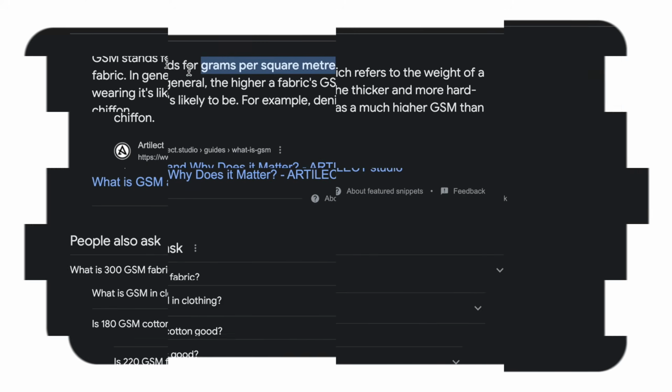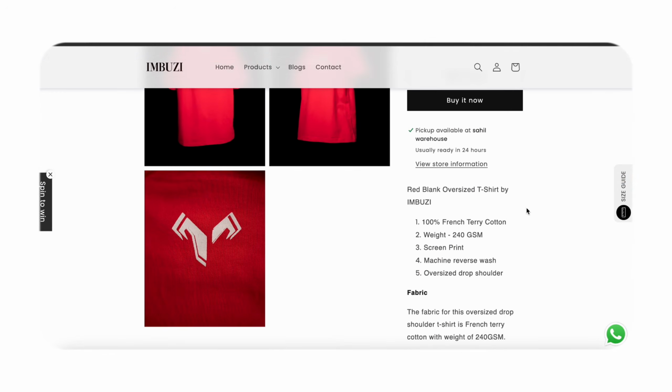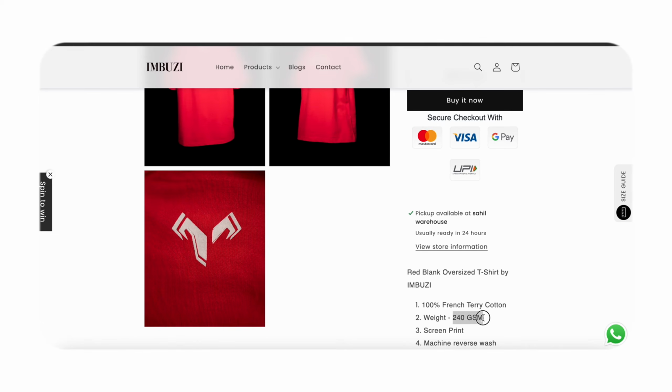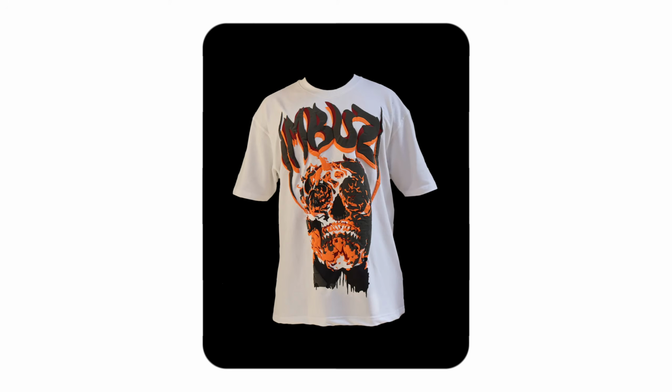GSM basically stands for grams per square meter, and it is a way of saying how thick your fabric is. Generally, the t-shirts that you see in the local market are 180 GSM t-shirts, but it goes up to 250, even 300 GSM t-shirts. Imbuzi's t-shirts are all 240 GSM French terry cotton fabric. This type of fabric is considered very premium, and the look and feel of it is also quite good. It is specifically good for puff printed t-shirts.